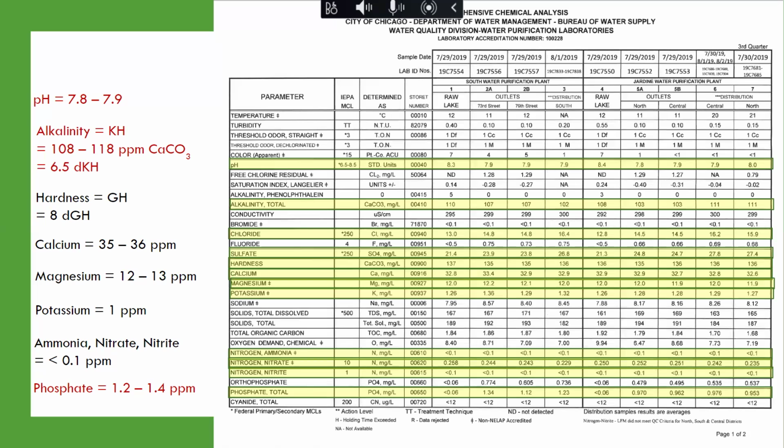Yeah, and Raw Lake looks pretty similar if you look at it, right? pH is higher, but the other parameters are really, really pretty similar.